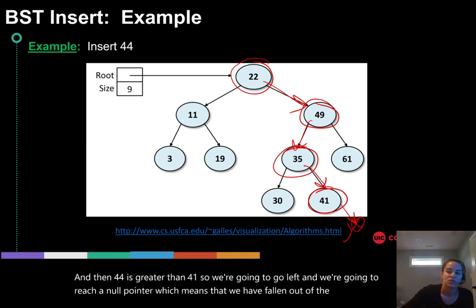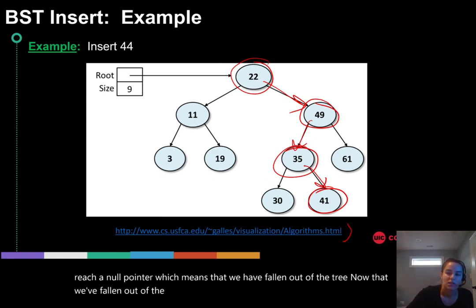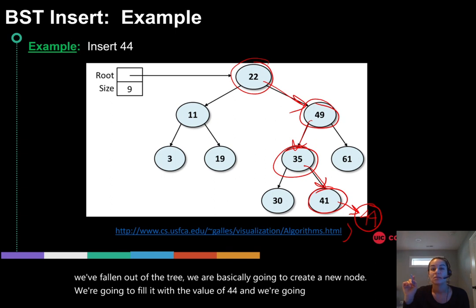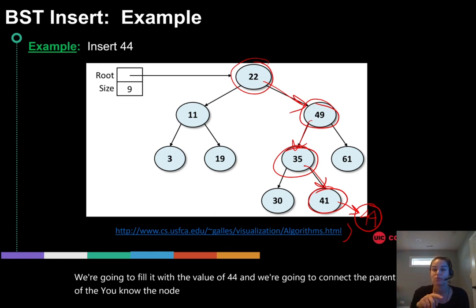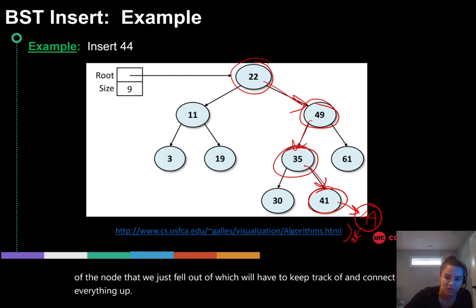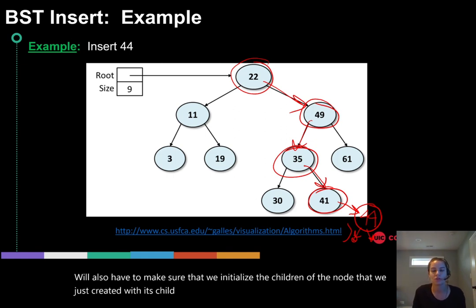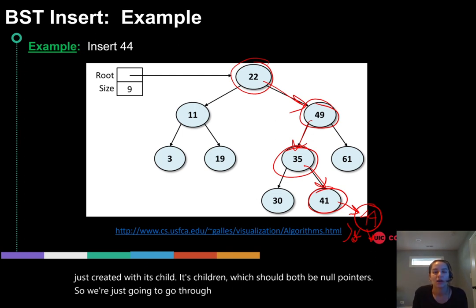Now that we've fallen out of the tree, we are basically going to create a new node. We are going to fill it with the value of 44, and we are going to connect the parent of the node that we just fell out of, which we'll have to keep track of, and connect everything up. We'll also have to make sure that we initialize the children of the node that we just created, which should both be null pointers. So we're just going to go through that algorithm in code and look at what that looks like.